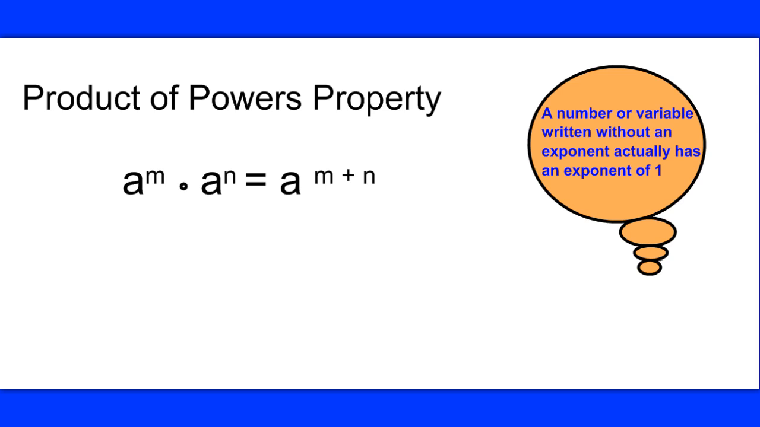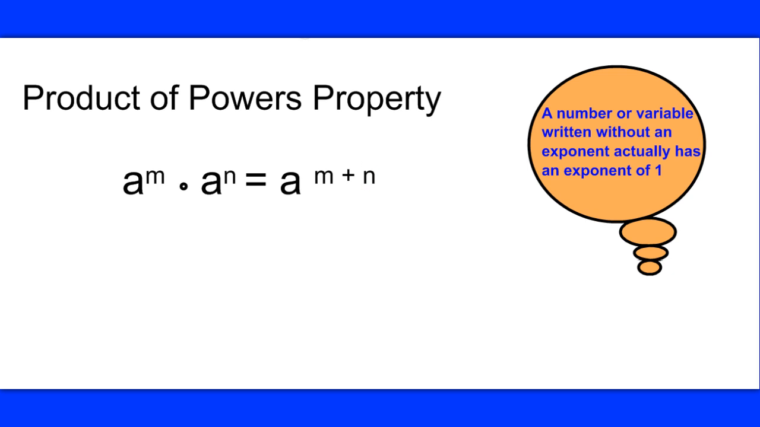Here are our rules. The first one is called the product of powers property. So product means multiplication, and basically it's saying, what do we do when we multiply powers together? Here's the rule with variables. a to the m power times a to the n power is a to the m plus n power.